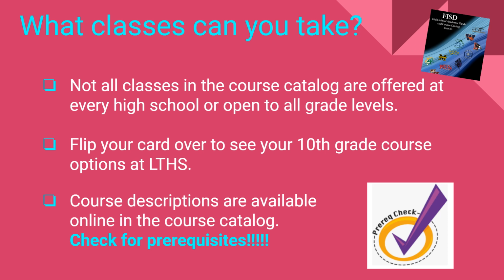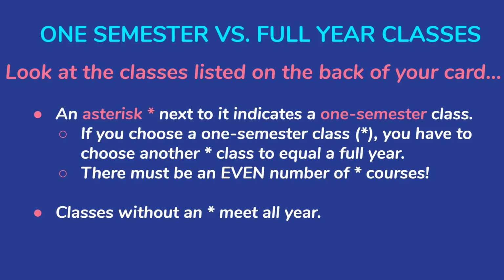Just like last year, we won't offer everything that's in the course catalog. Flip your card over to see what's available to sophomores next year. In the course catalog, you'll find descriptions of all classes as well as fees and prerequisites. Remember that an asterisk symbol next to a course means that it's a semester class and you're going to need another semester class or an asterisk class to go with it to make it a full year. If it doesn't have an asterisk beside it, it's just simply a year-long class.